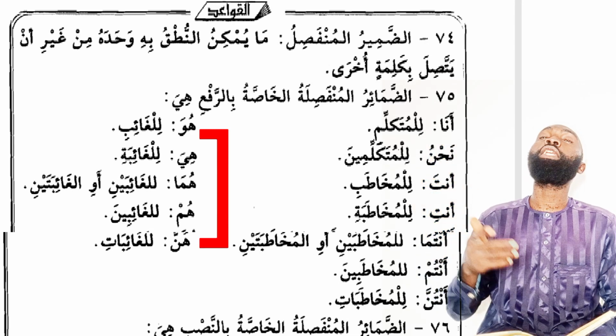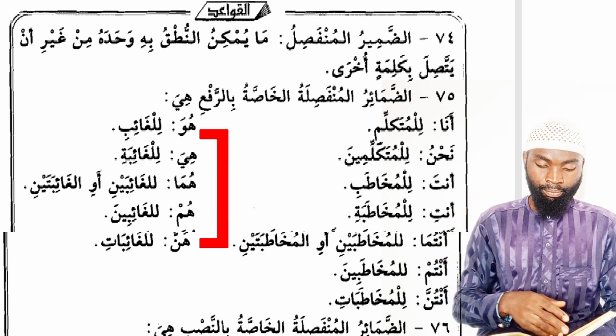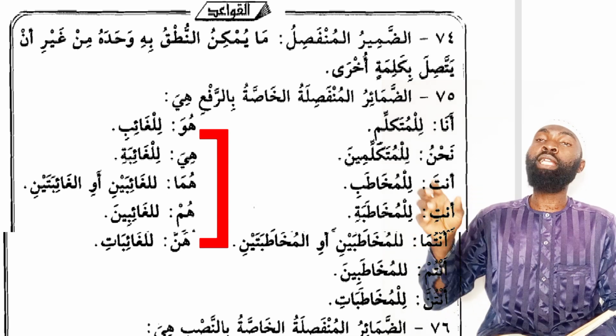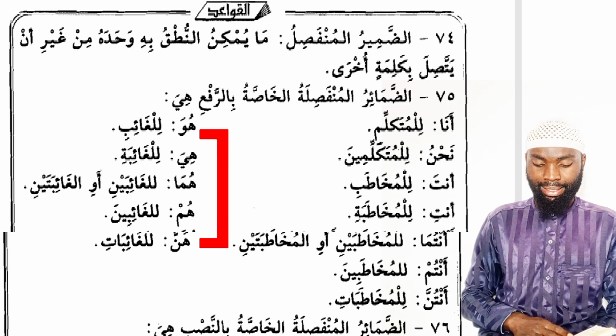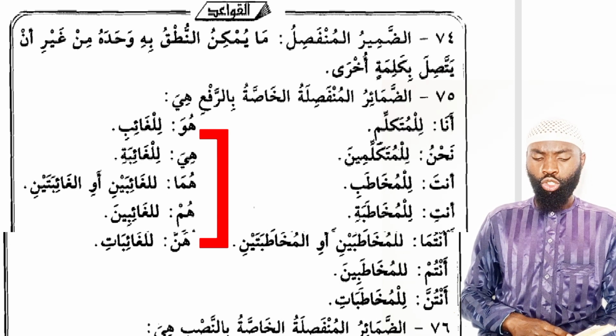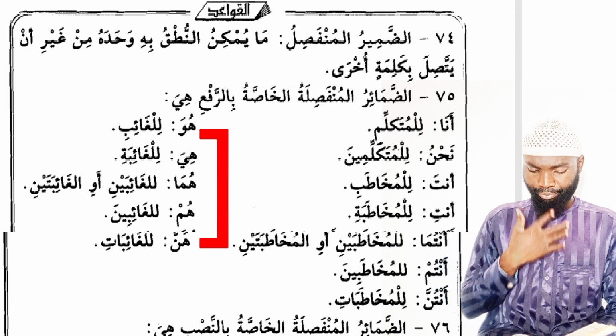Then we have hum lil ghaibin. The word hum is used for the plural males. Hunna lil ghaibati, while hunna is used for the plural females. Antunna lil mukhatabati. The word antunna is used for the second person females when there are many.